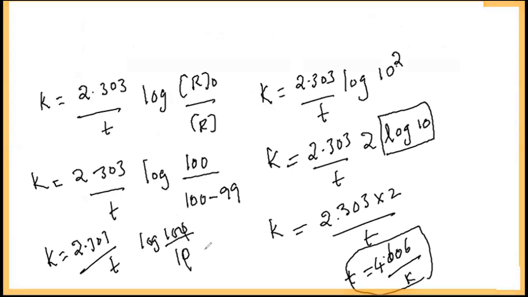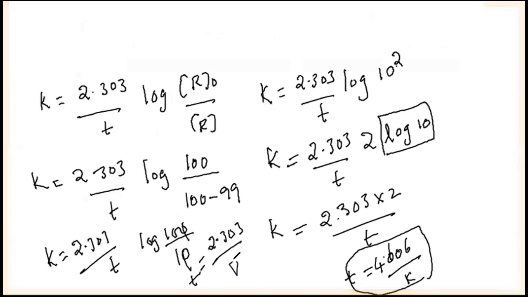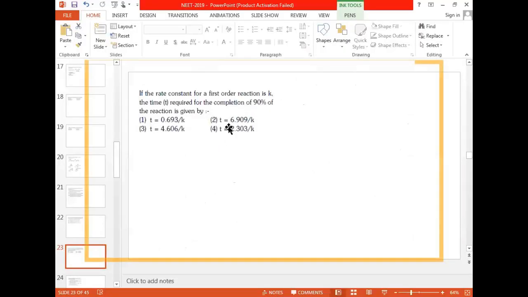This 10, this 10. Then T is equal to 2.303 by K. Right. Here we can take option 4. If you take 90, it is option 4, and if you take 99, it is option 3. Actually, I referred to 2-3 websites. In one question paper it is given 90%, in another question paper it is given 99%. That is why, as per this question, we go with option 4.